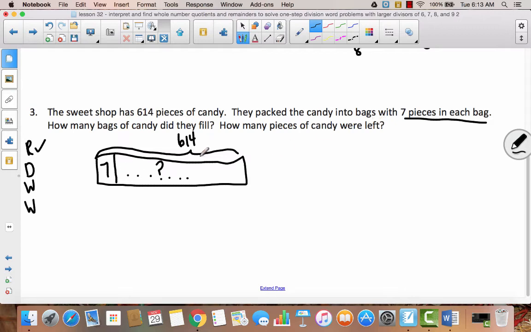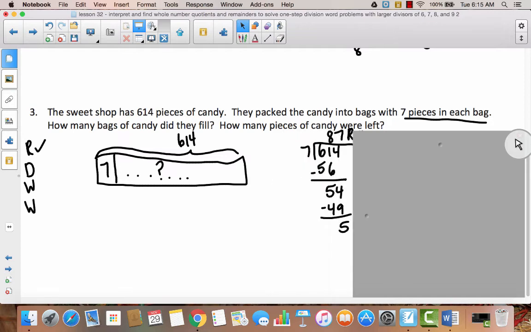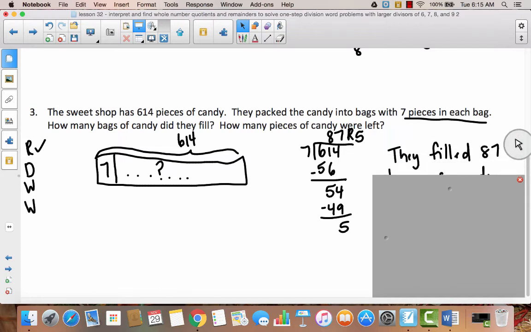I want you to go ahead and pause the video and see if you can figure out the answer to both of those questions. Okay, so first of all, I thought, well, we're dividing this into equal groups, so I'm going to use division. So I took 614 and I divided it by 7. And when I did, I ended up with 87, remainder 5. So I had to think to myself, so how many bags of candy did they fill? Well, they filled 87 bags of candy. The second question says how many pieces of candy were left.